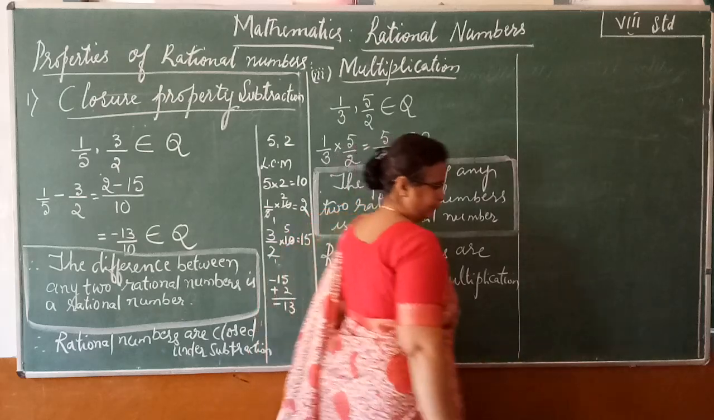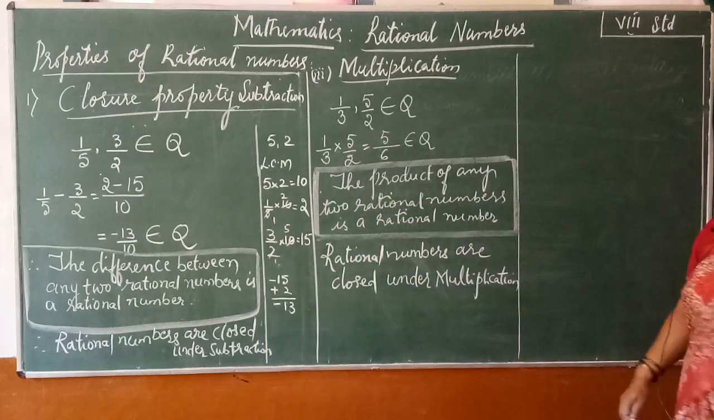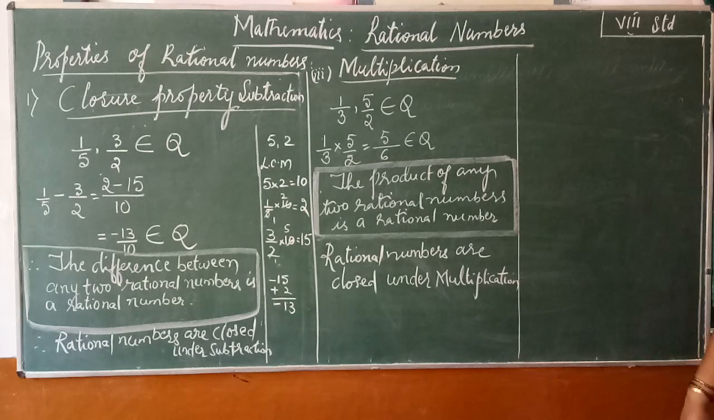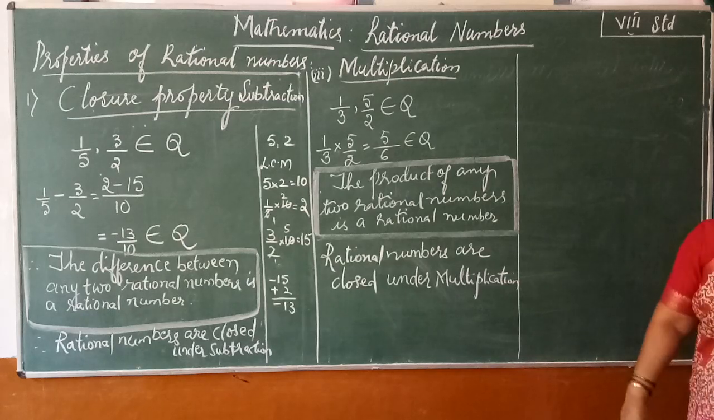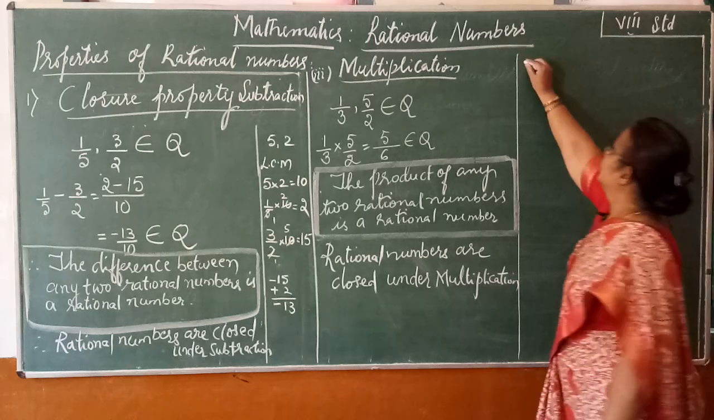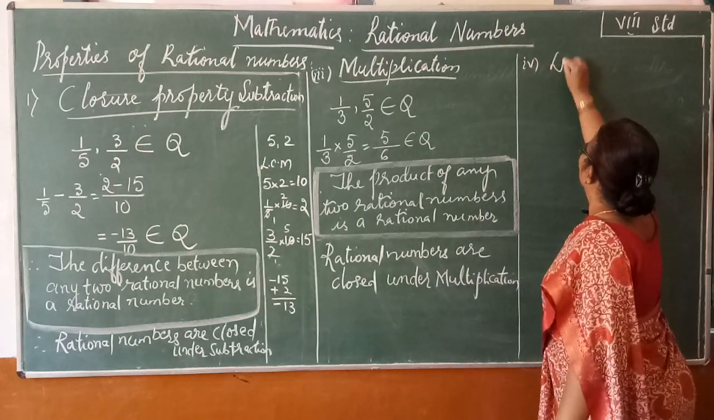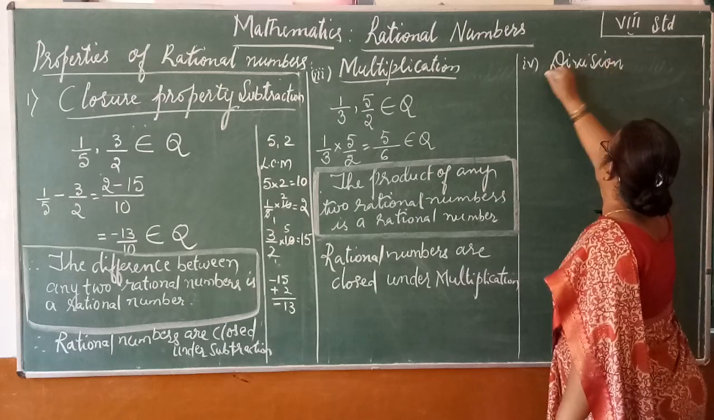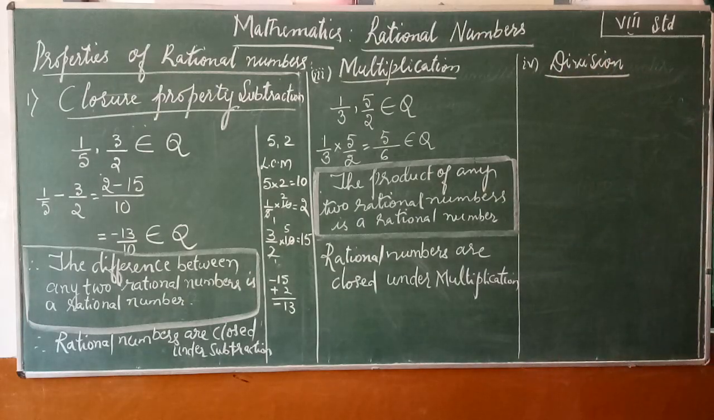Very important statement. So, addition is satisfying closure property, subtraction is also satisfying closure property, and even multiplication satisfies closure property. Next we shall check whether under division does it satisfy closure property.